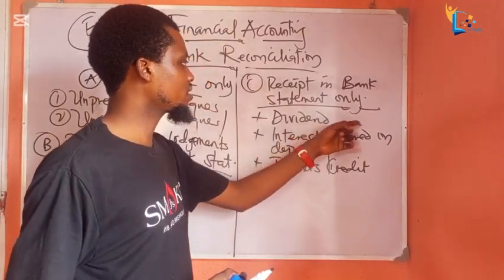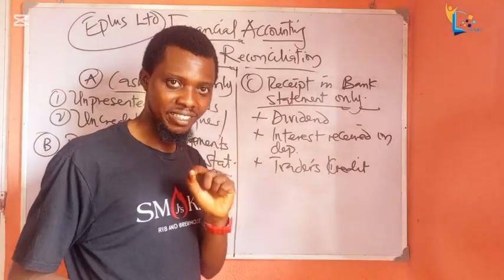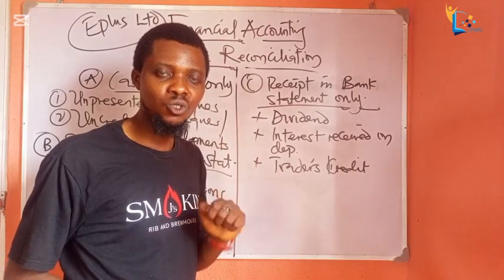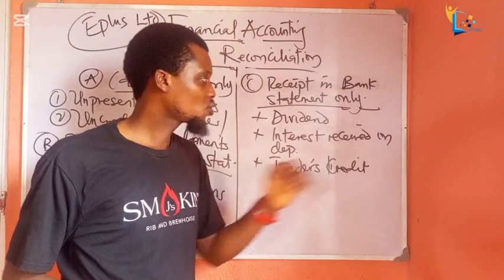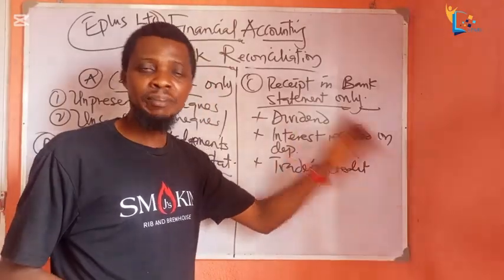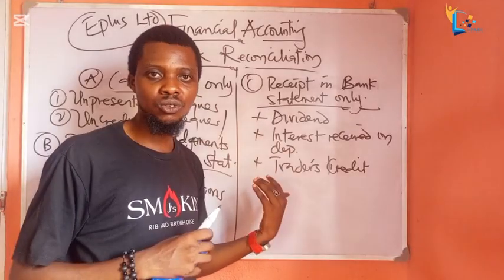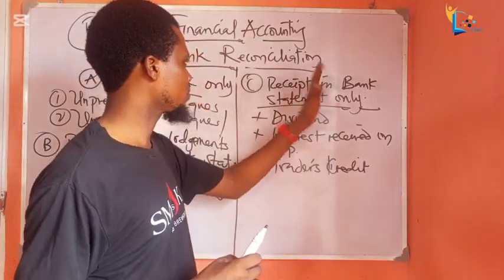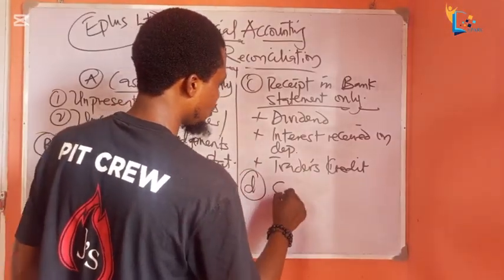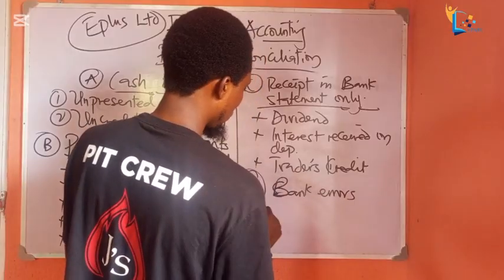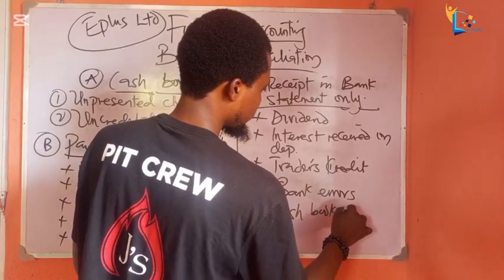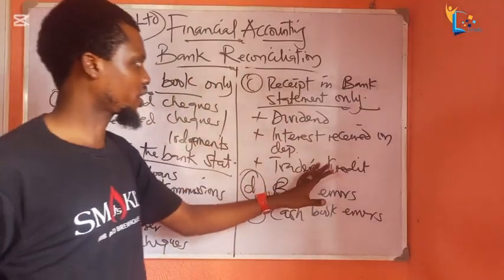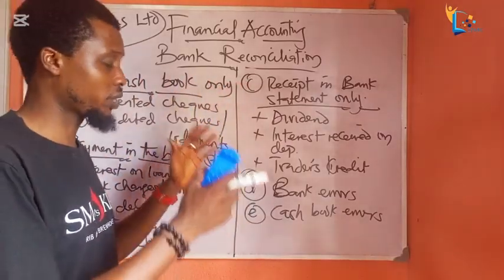Now, this receipt must have been credited in the bank statement of the company, but the company is yet to debit it in their cash book. So that may cause a difference. Do you get it? By the time the bank credits the business with these entries, the business on the other part may have forgotten to enter it on the debit side of the cash book. It may cause differences. Do you understand it? Another instance, we can have what we call bank errors, and then cash book errors. So these are factors that may cause the discrepancies between the cash book and the bank statement.